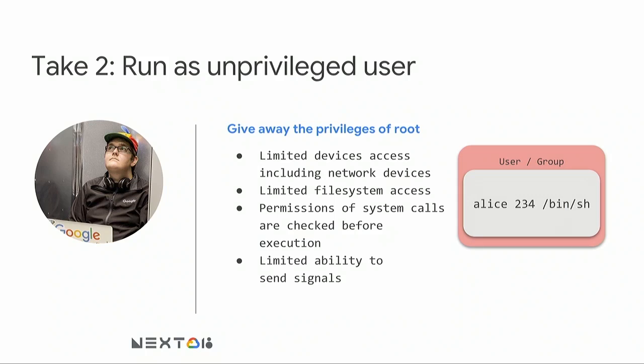So take two: run as an unprivileged user. Great, this is what we should do by default. Basically, give away the privilege of root. You don't need it. You have only limited access to devices, including network devices. The file system will be limited, and the system calls that you can make will be checked and blocked if not allowed. The capability of sending signals will also be limited. So great, already good enough.